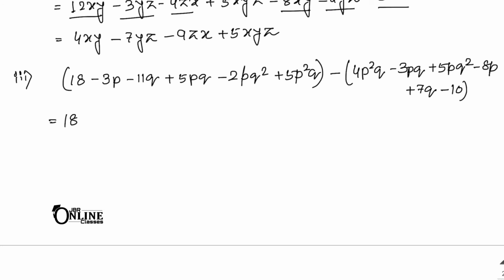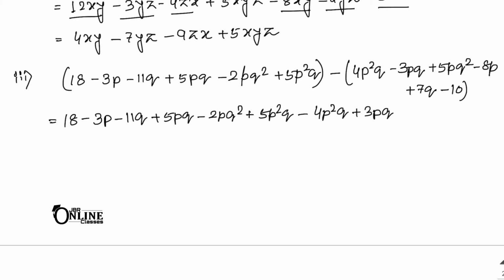So first you have to write down the terms, each and every term, and then find the similar terms for addition and subtraction. So it will be minus 4p square q, plus 3pq, again minus pq square, plus 8p minus 7q plus 10. Be very careful about your negative sign, remember that one. So here first one 18 and then plus 10. So 18 plus 10, it will be 28.